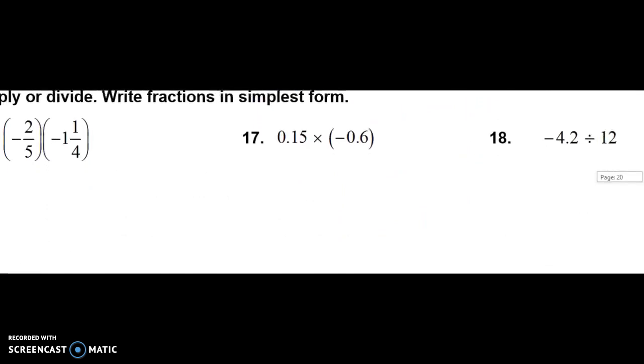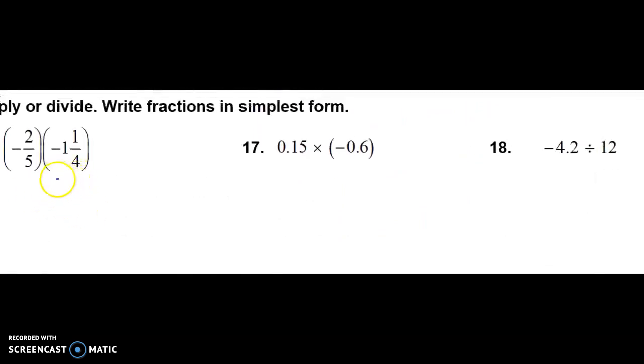All right, so now we're in the multiplying and dividing here. I will do all of these ones. So negative 2/5 times negative 1 1/4. Again, when you are multiplying and dividing, you need to turn these mixed numbers into improper fractions. So negative 2/5 times 4 times 1 is 4 plus 1 is 5, so negative 5/4. I know my answer is going to be positive because I'm doing a negative times a negative.